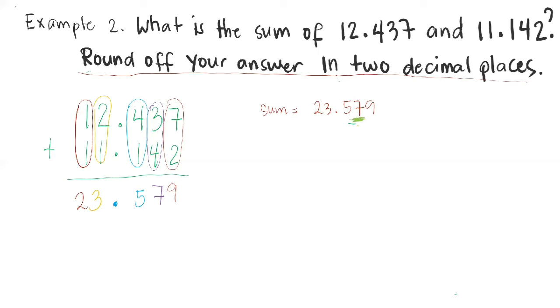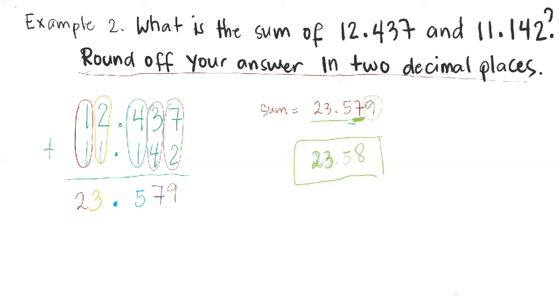If we round off 7 and the digit to its right is 9, then we are going to round up. Once we round up our digit, it becomes 8. Then the digit to its right becomes 0, so we no longer need to write it because it is 0. And then copy the digit to its left. It becomes 23.58 hundredths. So our rounded off answer is 23.58 hundredths.